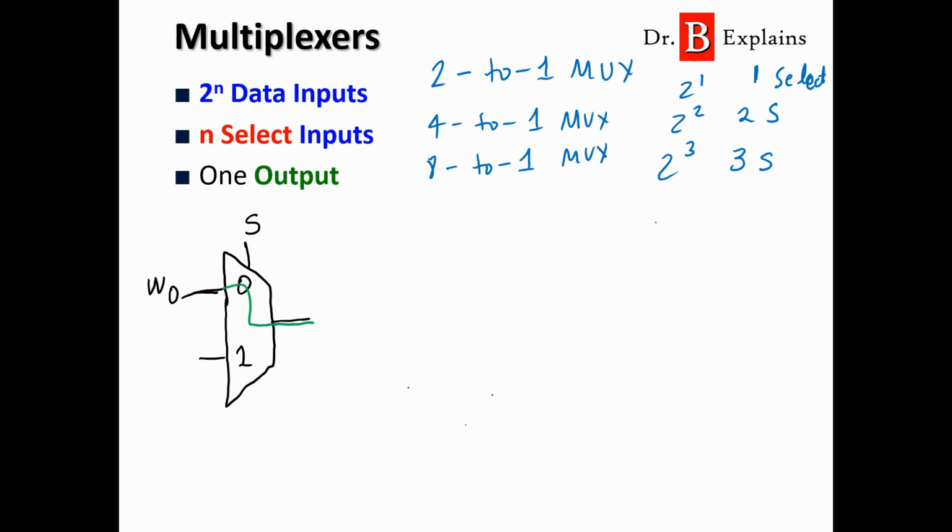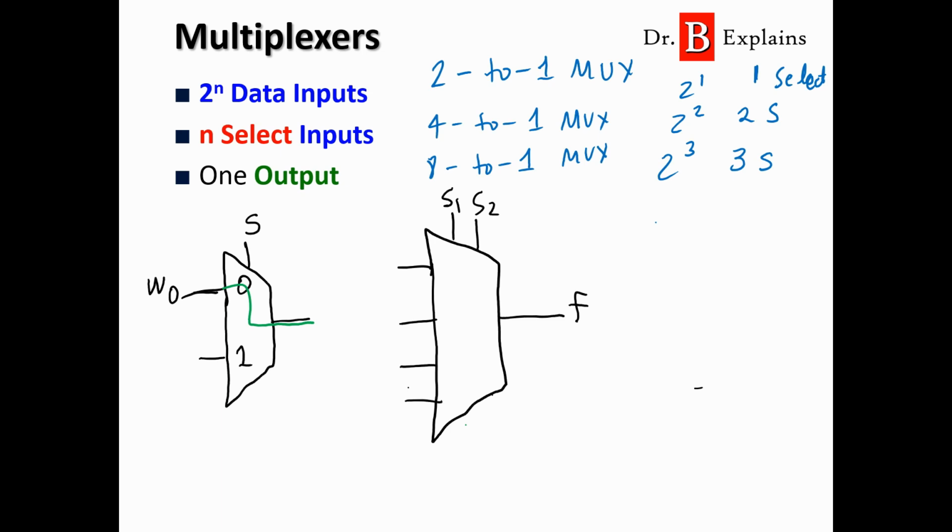And for example, for the 4 to 1, we have two select inputs, S1 and S2. We have our output F, and 1, 2, 3, 4 for data inputs. So we have W0, W1, W2, W3. And these W's can be 0 or 1, right? We don't know the value, we just know that that value is going to get passed. So 0 0, 0 1, 1 0, 1 1. So if we have our select inputs 1, 1, that means that the value of this is going to be passed to the output. Okay.